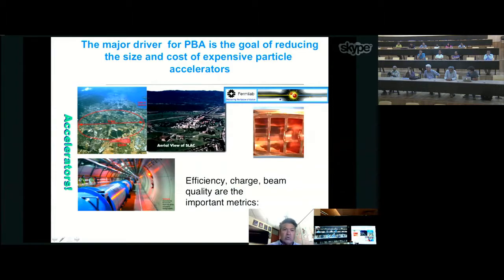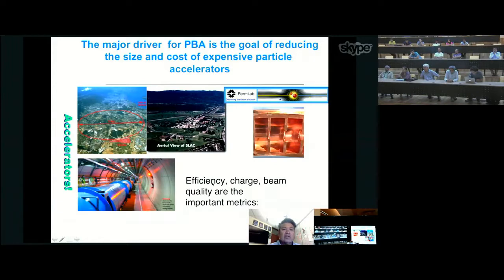So the question is, can you make it cheaper but still work? Because the critical thing is it has to work. So this leads to issues of efficiency, charge, and beam quality, which are very important metrics. It's not enough to generate just a few particles. You have to generate a useful number with sufficient beam quality that you can do something with them.